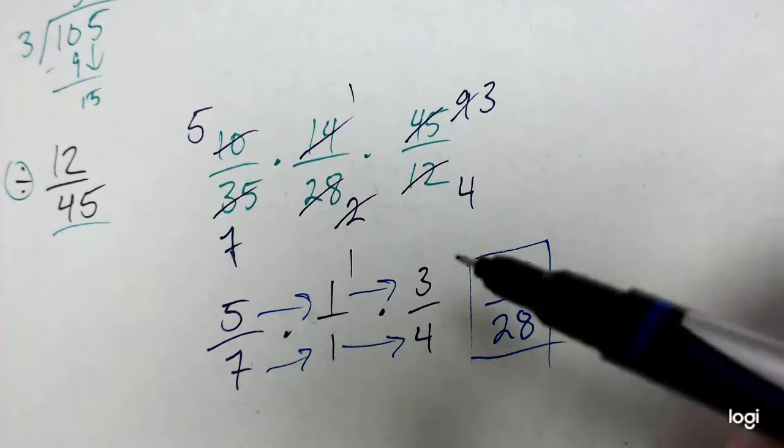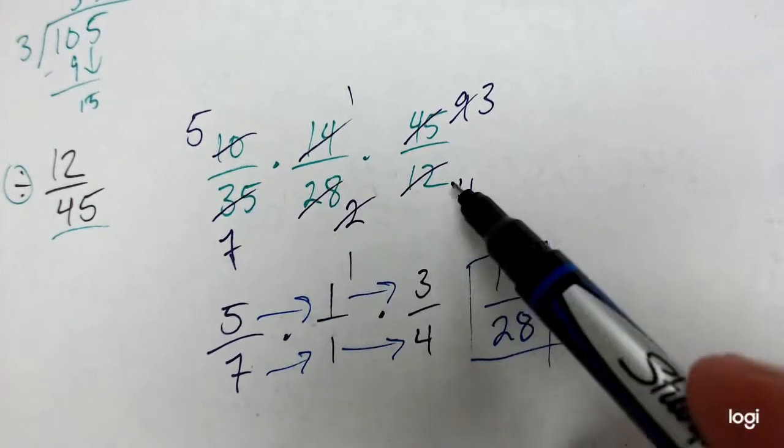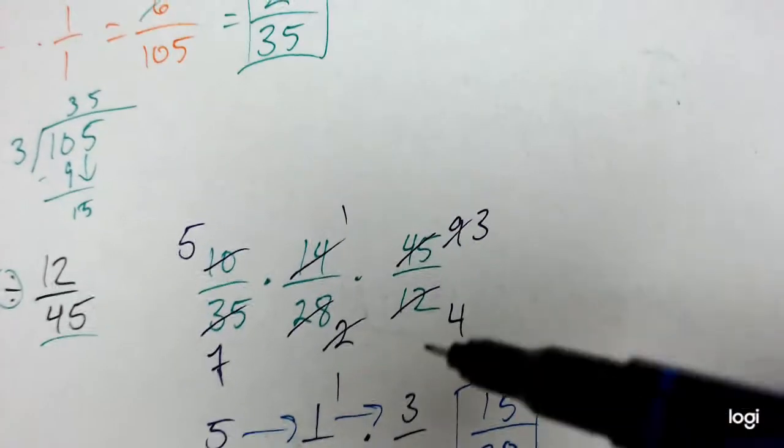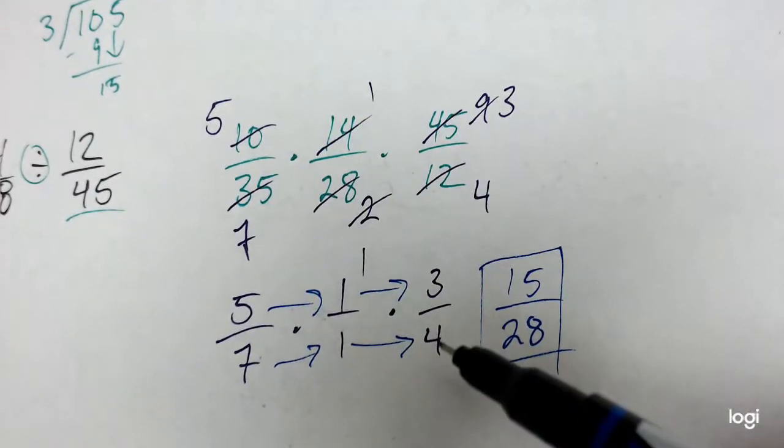I hope you'll find the solution much easier than multiplying 10 times 14 times 45, and that you'll write neatly and rewrite your problem once you're done canceling.